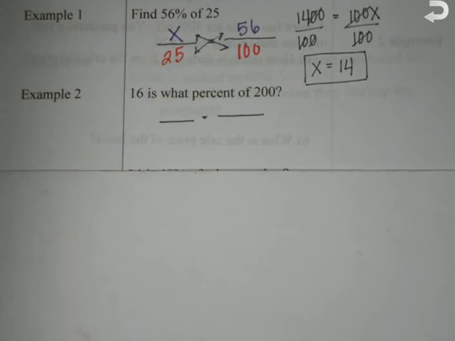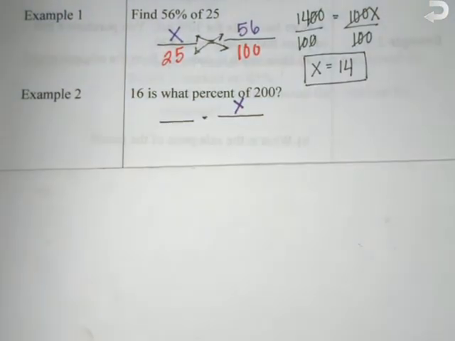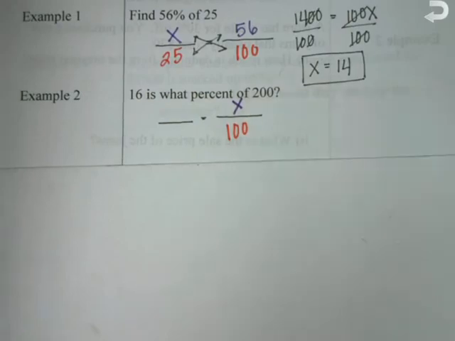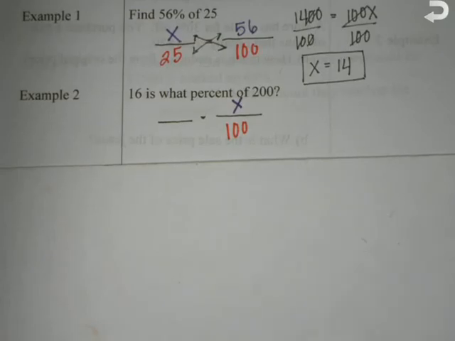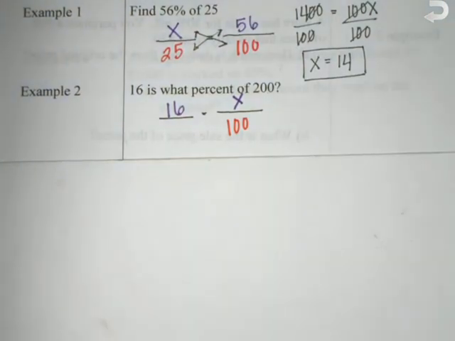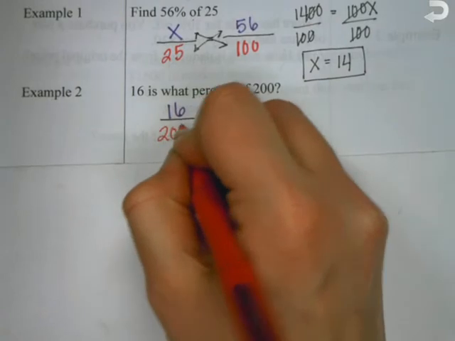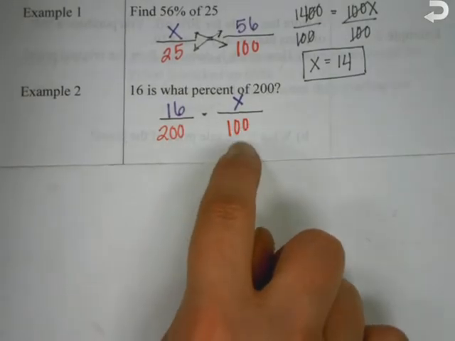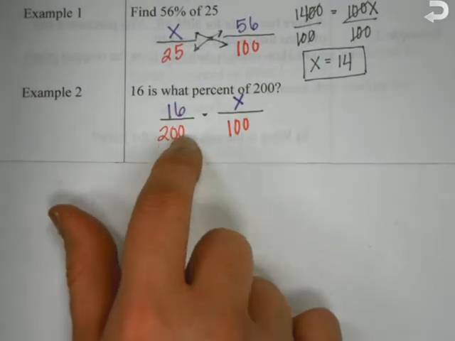Okay, 16 is what percent of 200? Do I know what the percentage is? No, so that's going to be my X. So that goes on the right-hand side, X. And a percentage is always over what number? 100. So this is X over 100 on the right. And I'm looking for 16 is what percent of 200? So is 16 going to go on top or on bottom? On top, because it's a smaller number. Which means 200 goes on bottom. So the right-hand side is always going to be 100 on the bottom. On the left-hand side, the smaller number goes on top, the bigger one goes on bottom.